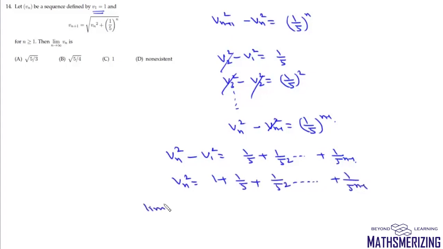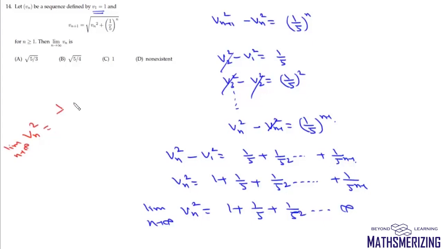Now we need to find this limit, limit n tends to infinity Vn. So we'll find limit n tends to infinity Vn square. It is nothing but this infinite GP. So we know that the sum of an infinite GP is a upon 1 minus r. So from here we can write Vn square, limit n tends to infinity, it will be 1 upon 1 minus 1 by 5, which is 5 by 4. So this limit n tends to infinity Vn will be simply root 5 by 2, and that's your option number B.